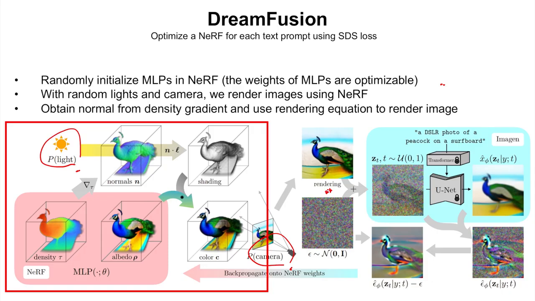And then during the training, we have an estimated density and albedo. From the density gradient, we get the normal, and the shading is obtained by the dot product of normal and light. This is just the rendering equation. And then, with element-wise multiplication of albedo and shading, we get color, and then we render it. That becomes the rendered image.